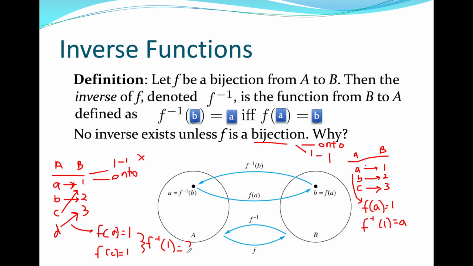There is no value. There are no elements in A that I can assign to the inverse function of 1. So that is the reason why it is important for the inverse function to be a bijection. Alright, and I give you a second example.